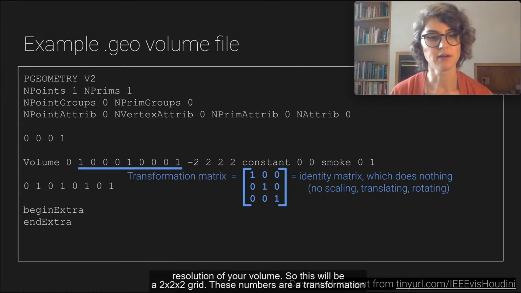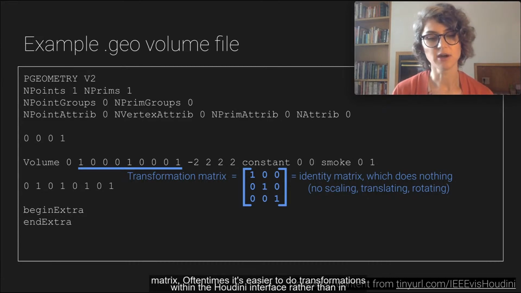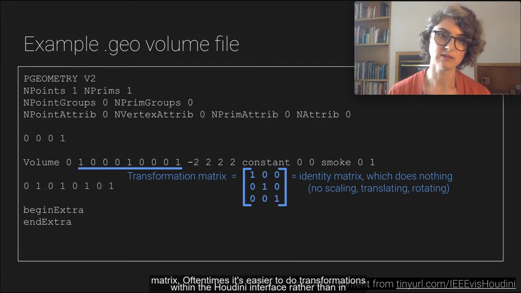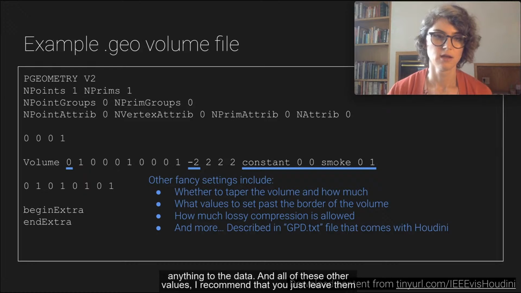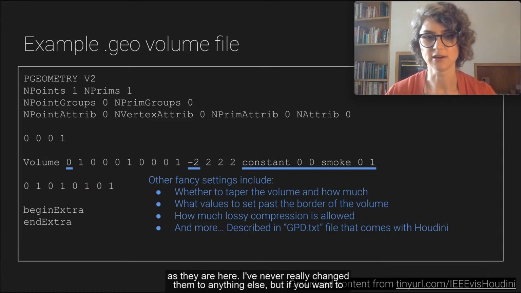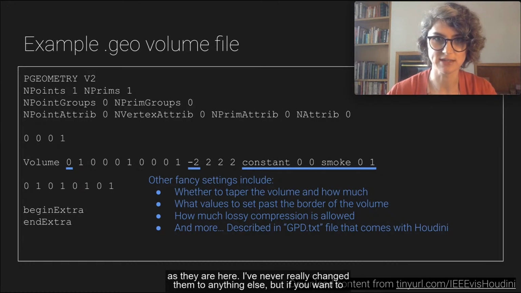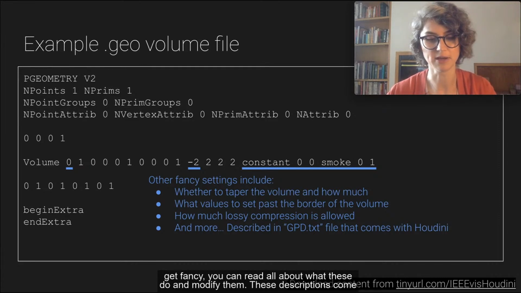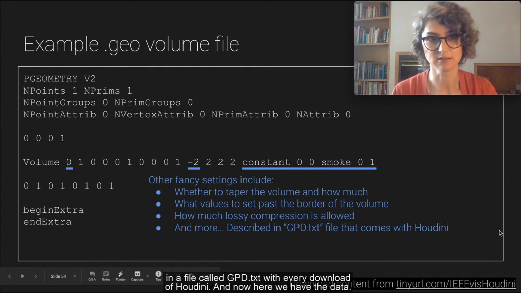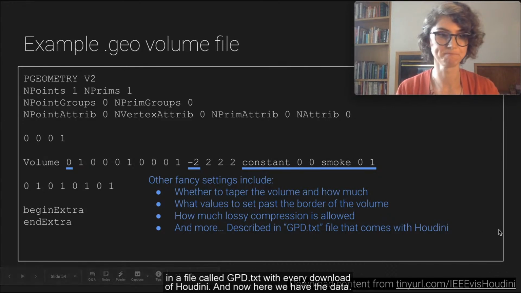These numbers are a transformation matrix. Oftentimes it's easier to do transformations within the Houdini interface rather than in this data file, so you'll often want this to be the identity matrix, which doesn't do anything to the data. And all of these other values, I recommend that you just leave them as they are here. I've never really changed them to anything else, but if you want to get fancy, you can read all about what these do and modify them. These descriptions come in a file called gpd.txt with every download of Houdini.